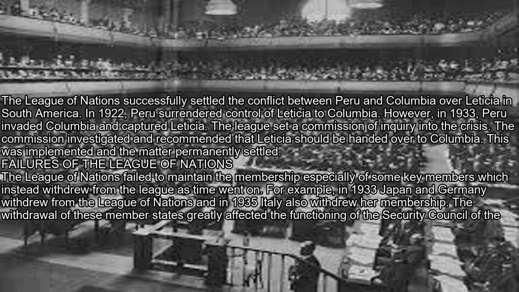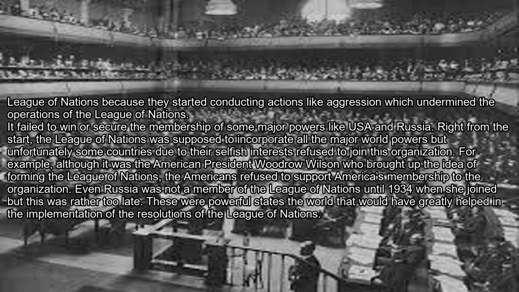The withdrawal of these member states greatly affected the functioning of the Security Council of the League of Nations, because they started conducting actions like aggression which undermined the operations of the League of Nations. It failed to win or secure the membership of some major powers like USA and Russia. Right from the start, the League of Nations was supposed to incorporate all the major world powers, but unfortunately some countries, due to their selfish interests, refused to join this organization.